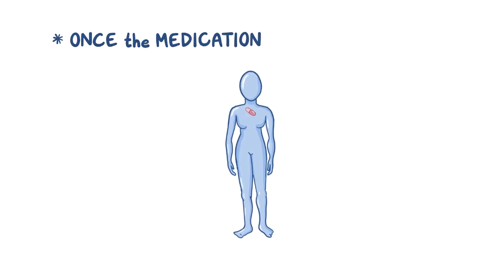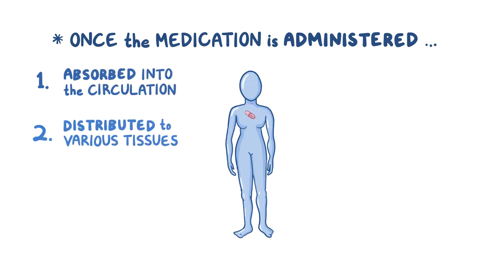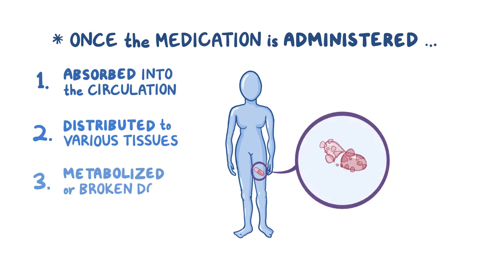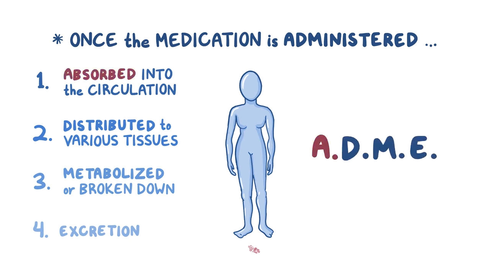Alright, so once the medication is administered, it first has to be absorbed into the circulation, then distributed to various tissues throughout the body, metabolized or broken down, and finally eliminated or excreted in the urine or feces. You can remember this as ADME: absorption, distribution, metabolism, and excretion.